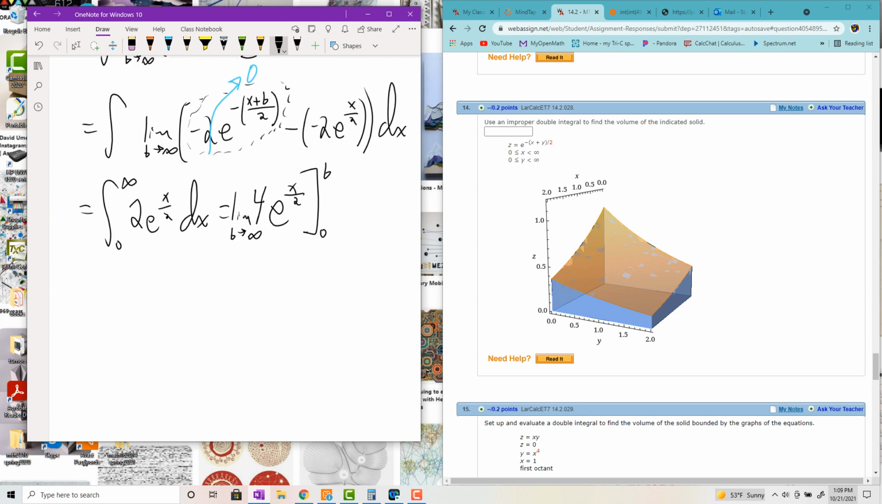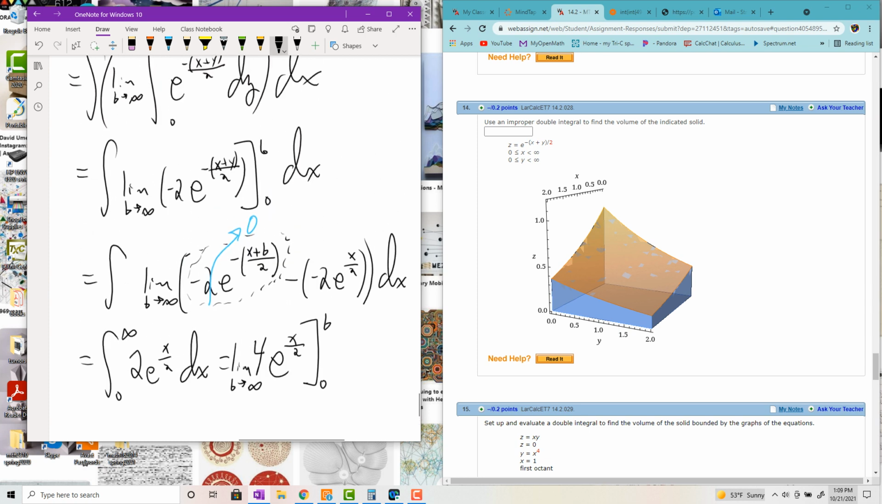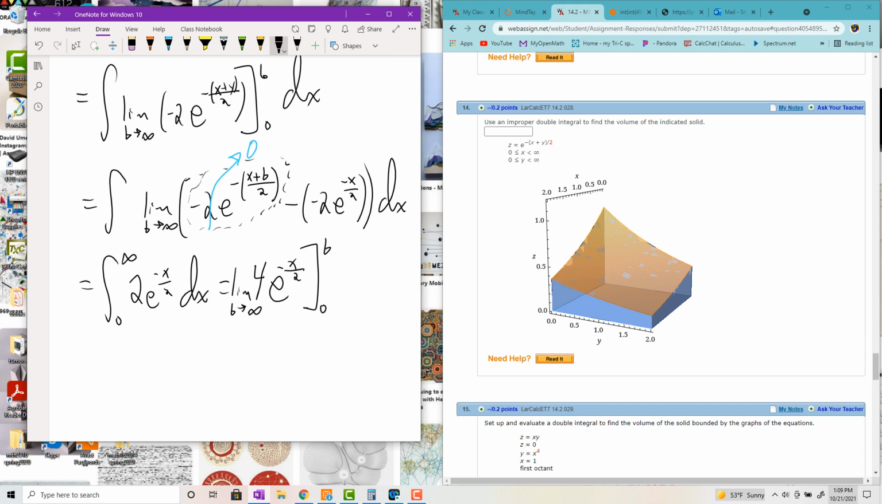What would you get in that case? Right, so this should have a negative in there. I lost my negative. Okay, so that's going to be the limit as b goes to infinity of 4e to the negative b over 2, which that thing will go to 0, and then minus 4e to the 0. E to the 0 is just 1, so minus 4.